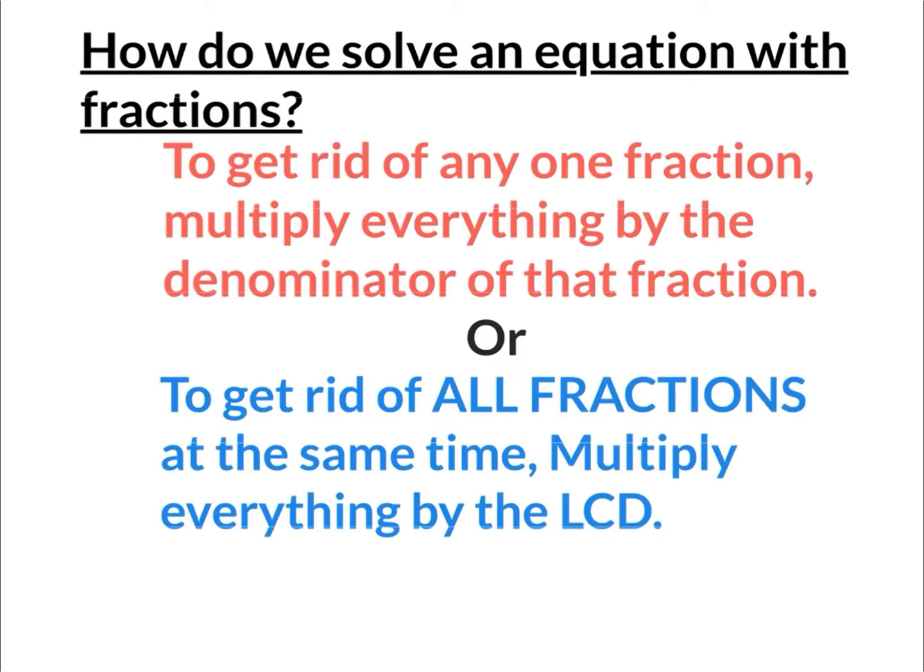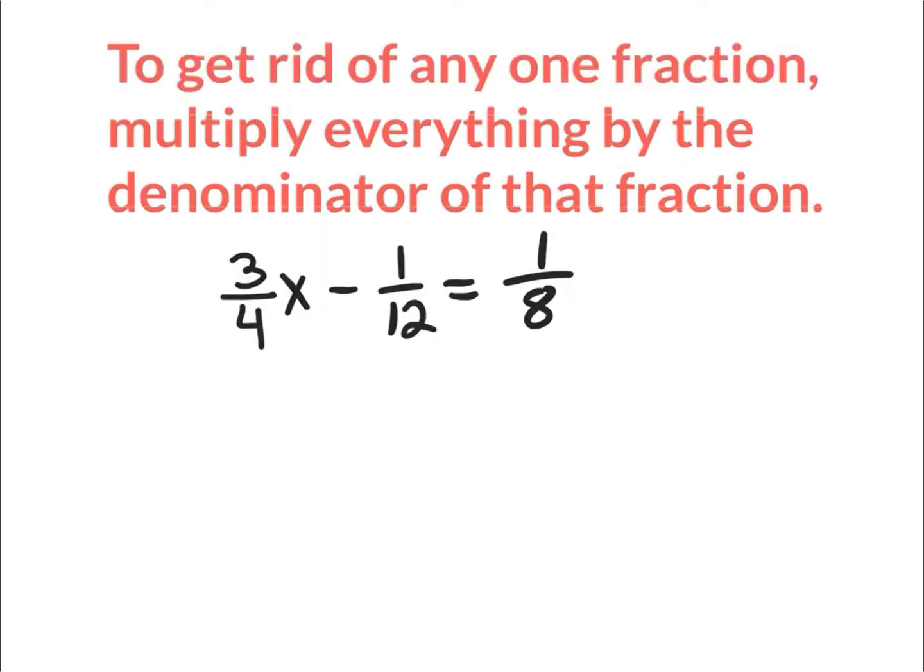Well, one way is to get rid of one fraction at a time by multiplying everything by the denominator of that fraction. Or you could get rid of all fractions by multiplying everything by the LCD. So I want to explain both ways, and you need to choose which way you feel more comfortable with. All right. I recommend everybody copying down this equation: 3/4 x minus 1/12 equals 1/8.